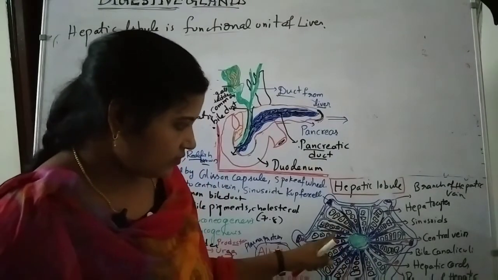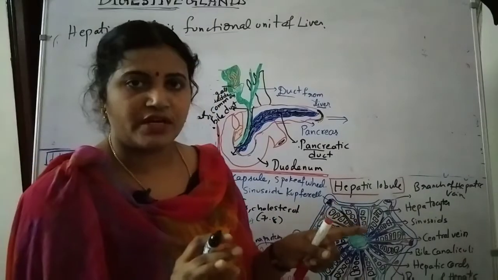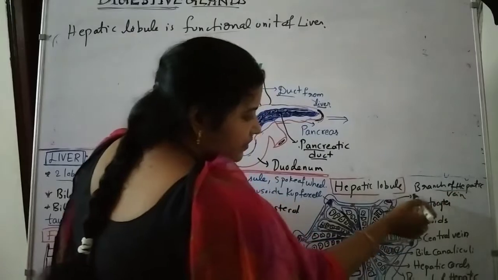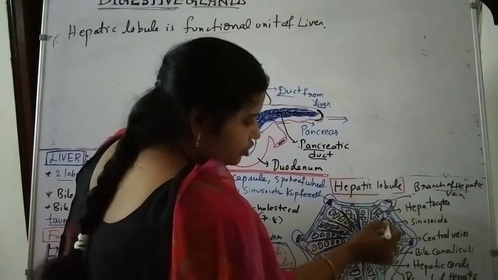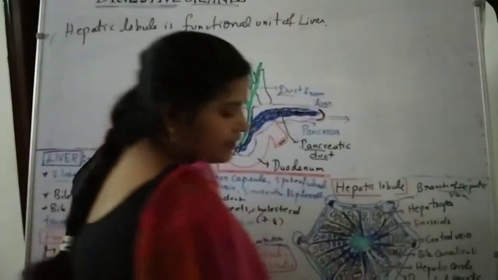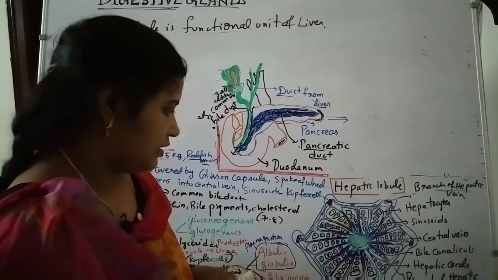And then in these hepatic cords, if you observe the sinusoid structures, the branch of the hepatic vein is seen. So these all are connected with the branch of the hepatic vein and the branch of the hepatic arteries. The branch of the hepatic arteries we can also see here.